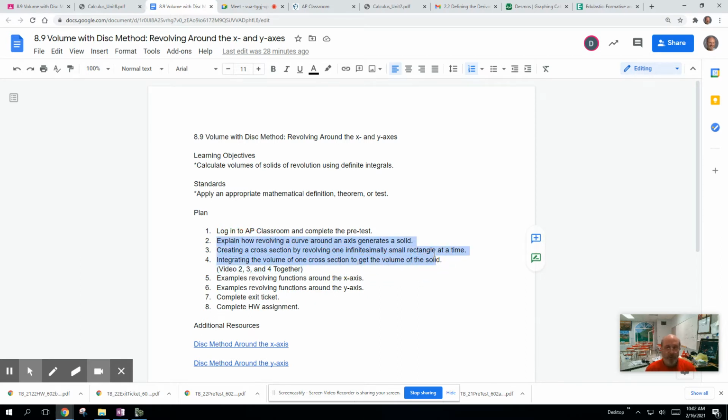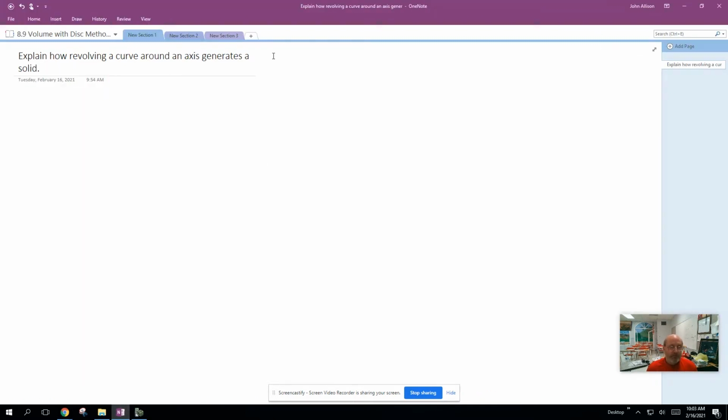We're going to explain how revolving a curve around an x-axis generates a solid. And we're going to create a cross section by revolving one infinitesimally small rectangle at a time. And then we're going to integrate the volume of one of those cross sections, the expression for one of those cross sections, to get the volume of the entire solid. And so that's how we're going to do this.